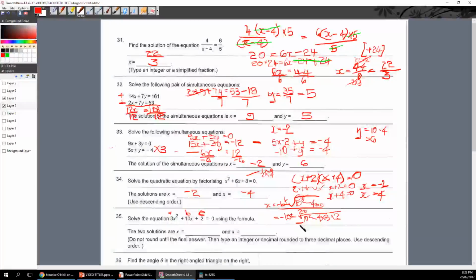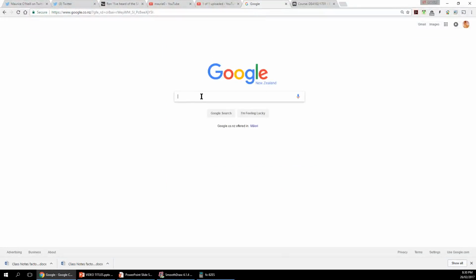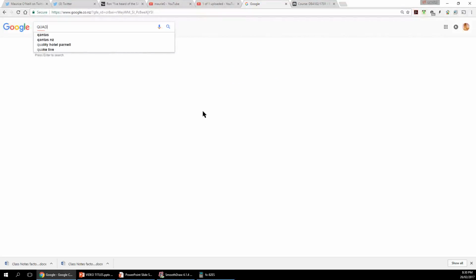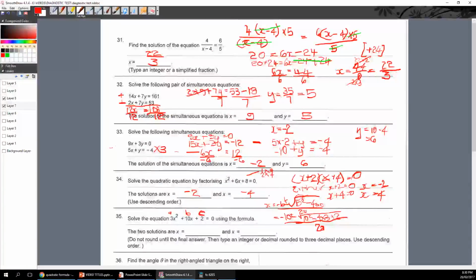I can't remember. I thought it was all over 2a. I'll just do a quick check. I'm going to have to go to Google and type in the quadratic formula. There it is. X equals minus b plus or minus the square root of b squared minus 4ac all over 2a. Hopefully you can see that there. So that's all good. We'll go back to SmoothDraw, and I think we might need the old calculator for this one.